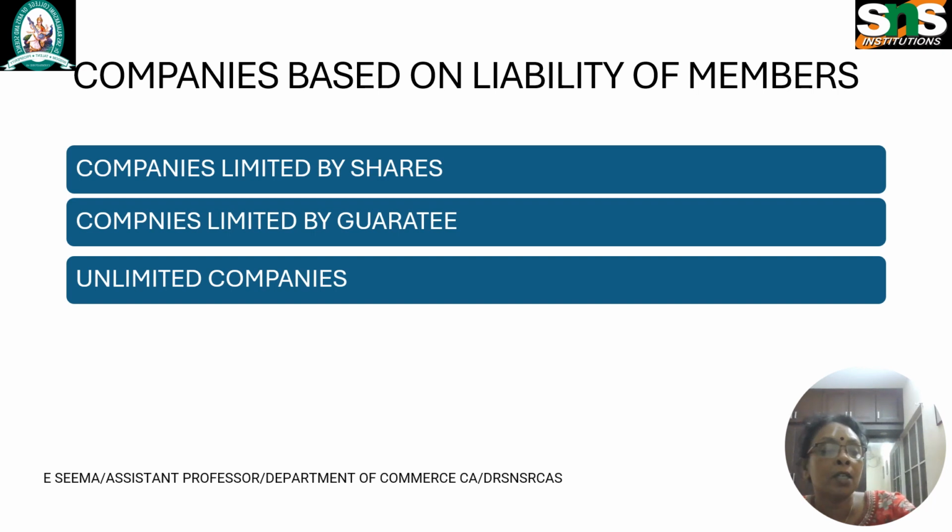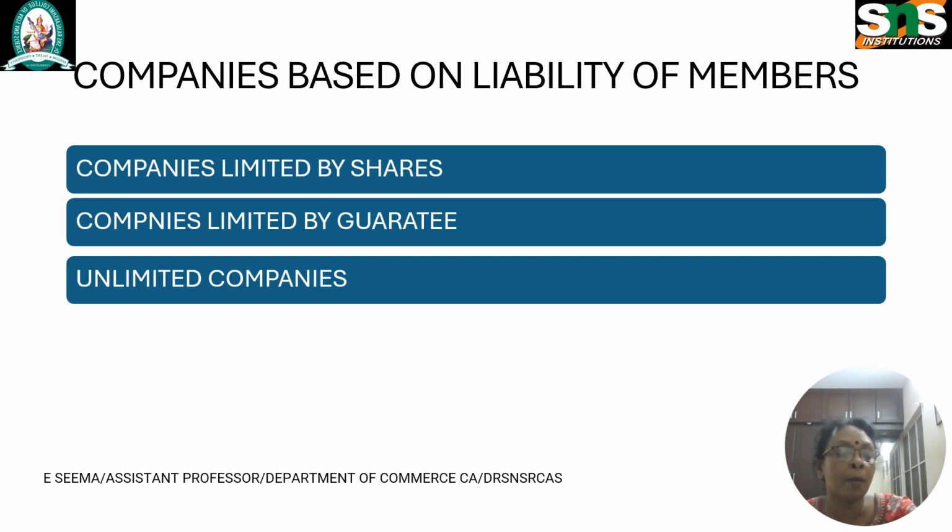Next type of companies is unlimited companies. That is, as per Section 2, subsection 92, unlimited company means a company not having any limit on the liability of its members. Unlimited companies are like partnership firms. The liability of members of unlimited companies is unlimited. This means that they are liable for the whole debt incurred by the company.